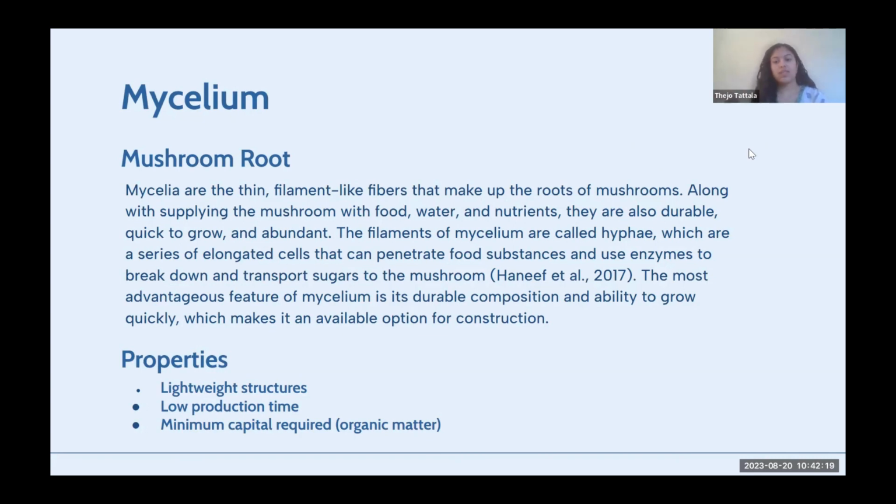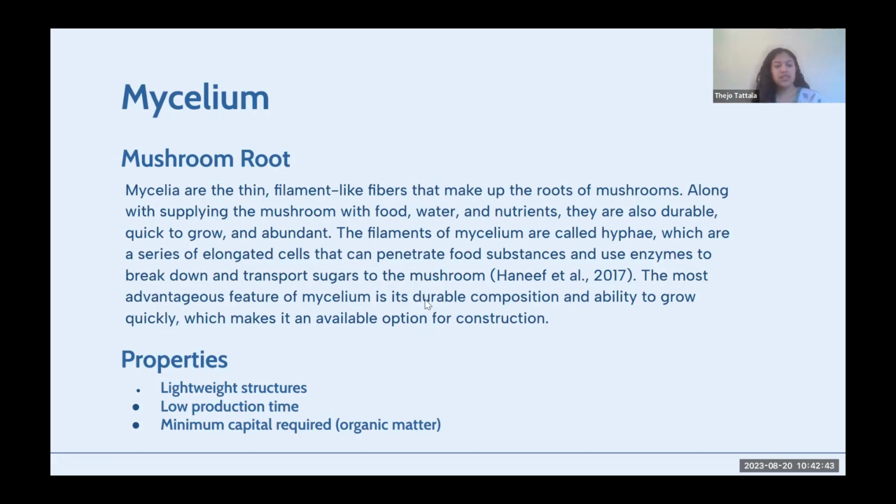The way they're grown is basically organic matter is collected into a container, and mycelium is put on top of it, and the container is closed. A few weeks later, a few days to a few weeks, depending on how much organic matter there is to decompose, the organic matter turns into mycelium blocks, which is like firm and rigid. And these blocks can then be used for construction.